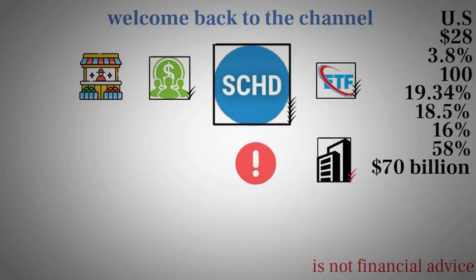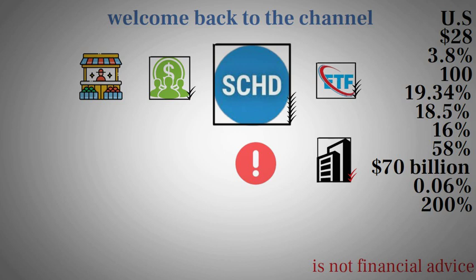Additionally, SCHD has a remarkably low expense ratio of just 0.06%. This is exceptionally low, especially when compared to many other actively managed funds. Low costs mean that a higher portion of your investment goes toward generating returns rather than being eaten up by fees. Looking at its performance over the past decade, SCHD has delivered a total return of over 200%.